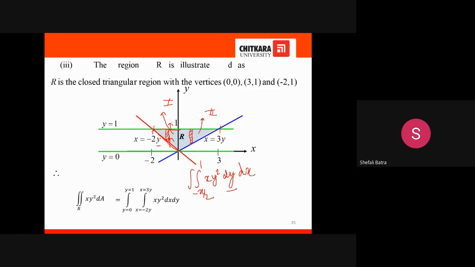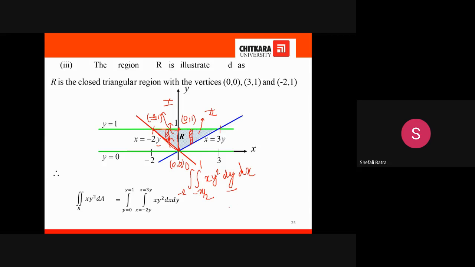What is the value of x here? This point was -2, 1. And what is your point here? 0, 0. And here the point is 0, 1, right? So you'll be sliding it from this point, where the x coordinate is -2, up to here. On this whole line, x is 0. So you will be writing here -2 to 0.